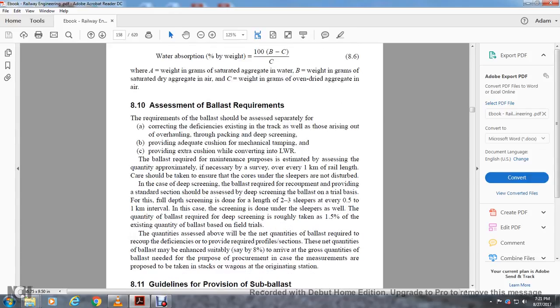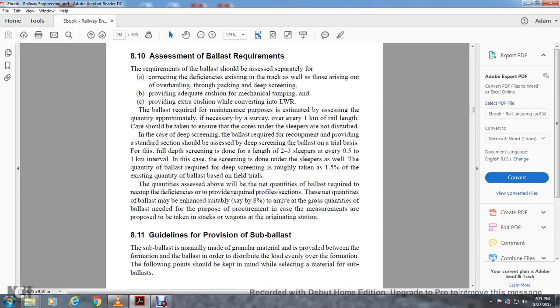The quantity assessed above will be the net quantity of ballast required to recoup the deficiency and provide the required profile section. The net quantity of ballast may be enhanced suitably, say by about 8%, to arrive at the gross quantity of ballast needed for the purpose of procurement, in case the measurements are proposed to be taken in stack wagons at the originating station.